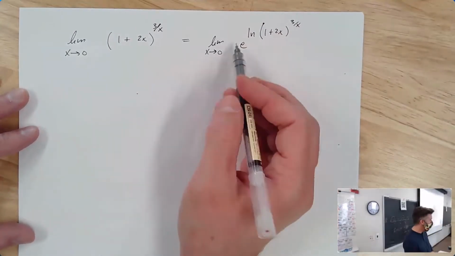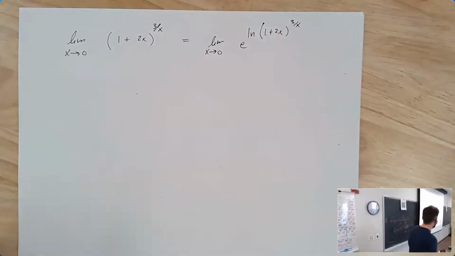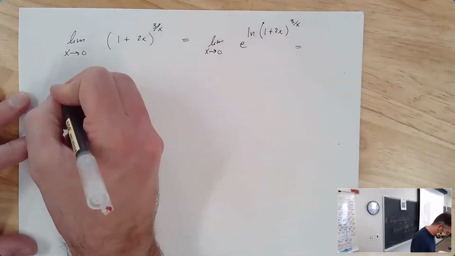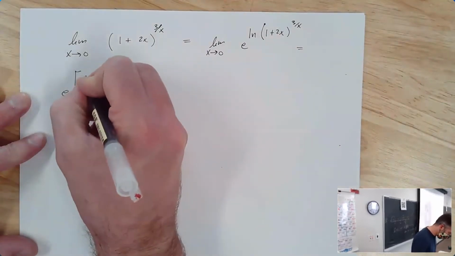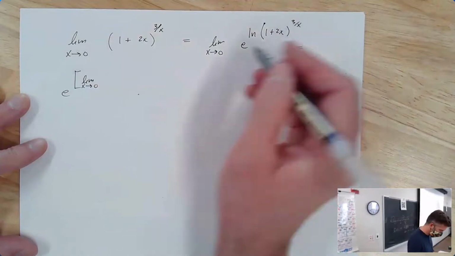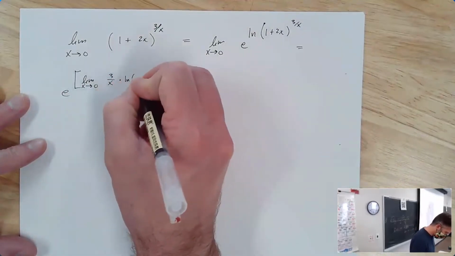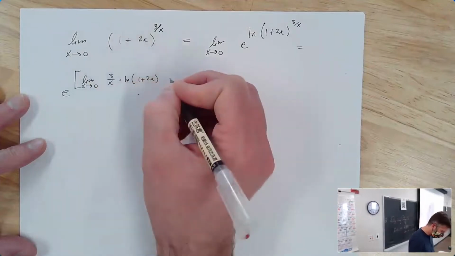And then you don't have to bring the limit up to the exponent. It feels more correct to do so, but it's not really required. We can write this as e to the limit as x goes to 0. I'm going to bring that power down, so I'm going to have 3 over x times the natural log of 1 plus 2x.